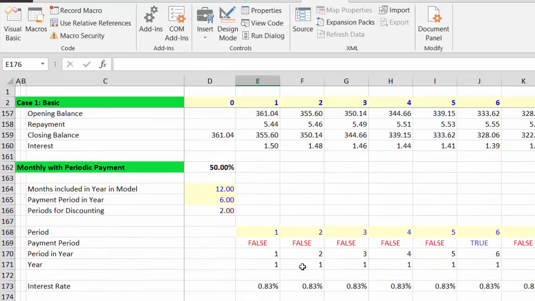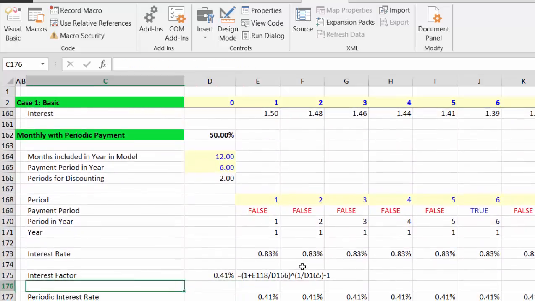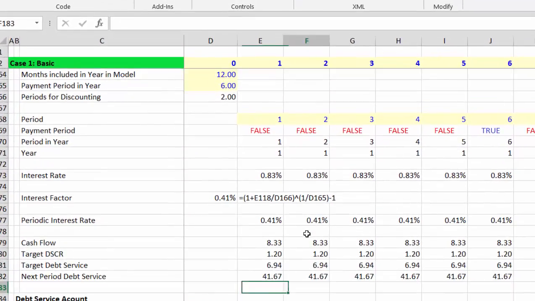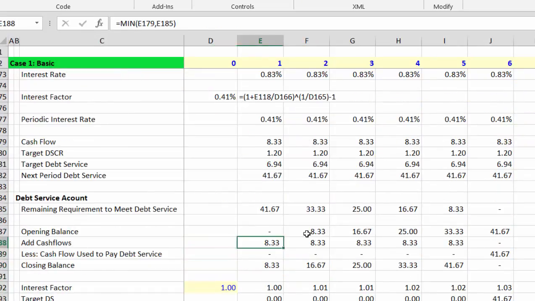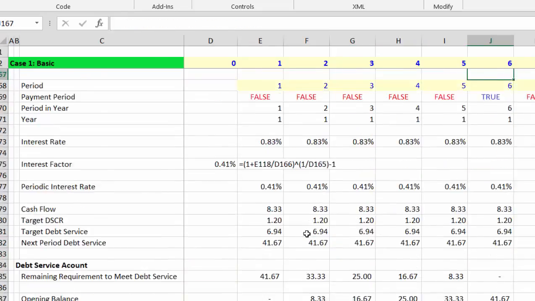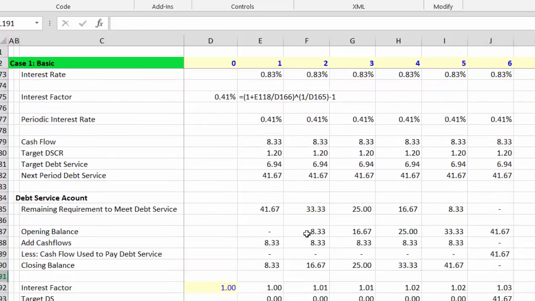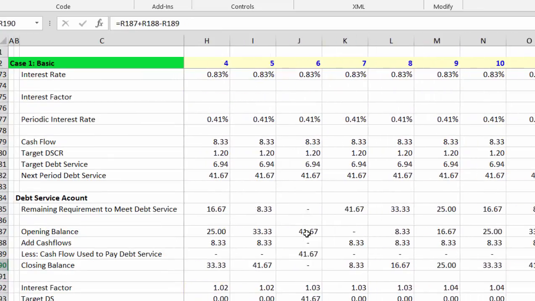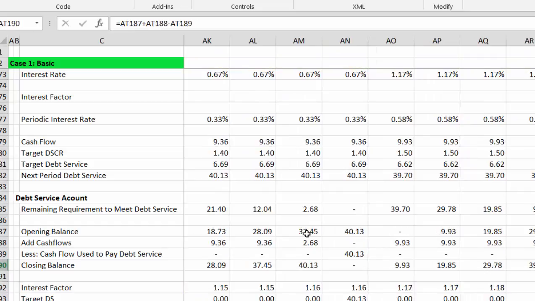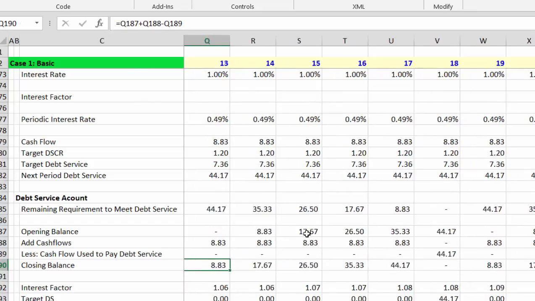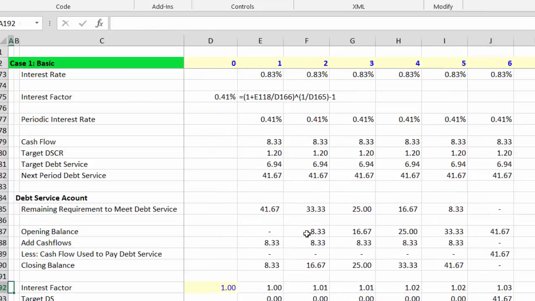Okay, and finally, this is what we really want to do. We want to make a periodic model. And in our periodic model, we're going to create a little debt service account that accumulates all the money until you pay debt service in certain periods. Okay, and then once you pay, you release the account, and you keep building up the account and releasing the account. Just kind of a monthly analysis.